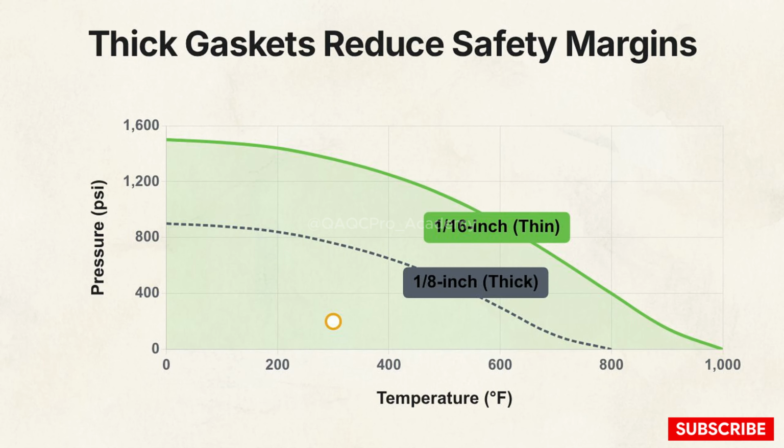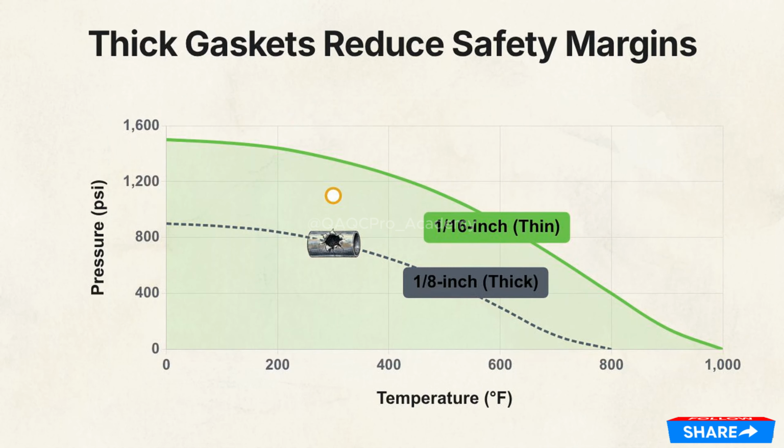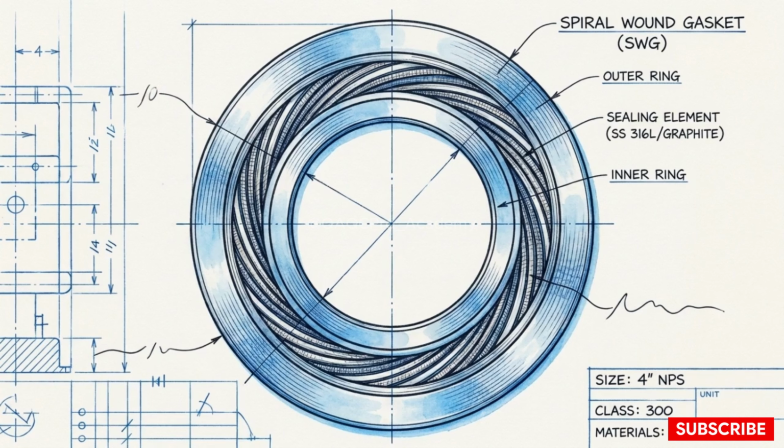Because a thicker, soft gasket has higher compressibility, it is far more susceptible to being pushed out of place. As system pressure spikes, it crosses out of the safe operating zone, triggering a high-pressure blowout. To avoid this, engineers use structural alternatives, like metallic spiral-wound gaskets.